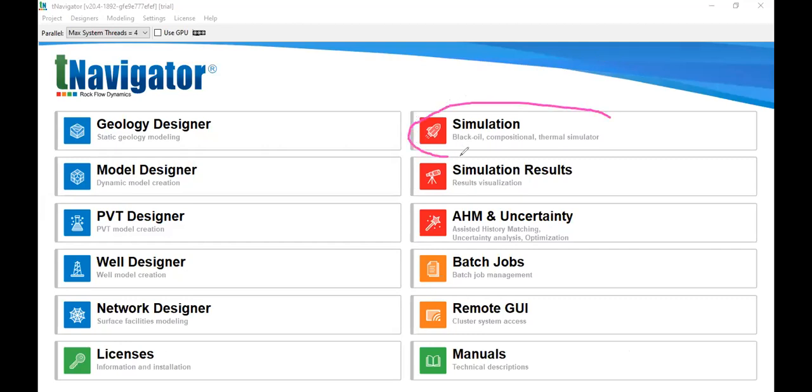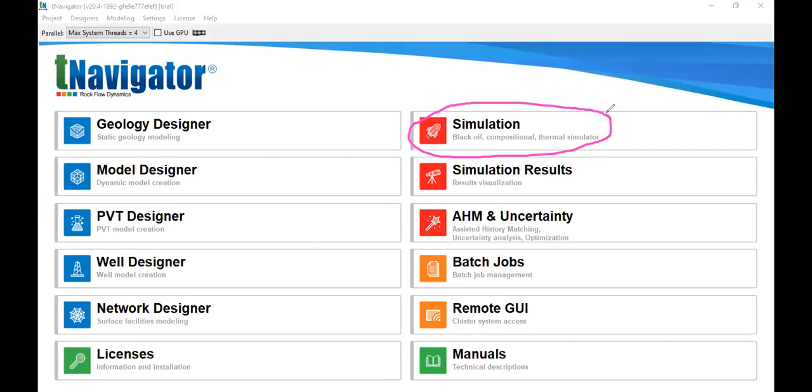Now, look at the portion I have circled. You see, it says simulation, isn't it? So for T-Navigator by Workflow Dynamics, you see that under the simulation, there are 3 things. You have black oil, compositional, and thermal.